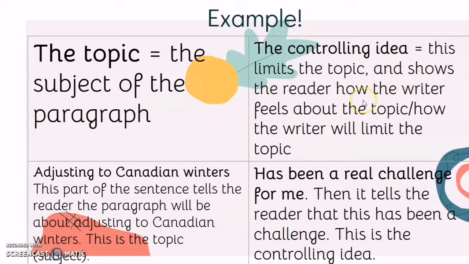The controlling idea limits the topic and shows the reader how the writer feels about the topic, and how the writer will limit the topic. What is adjusting to Canadian winters? This part of the sentence tells the reader the paragraph will be about adjusting to Canadian winters. This is the topic, which is the subject. Has been a real challenge for me: this tells the reader that it has been a challenge. This is the controlling idea.